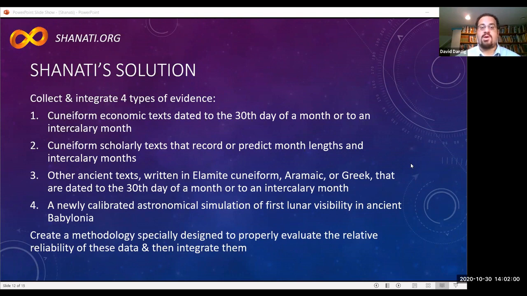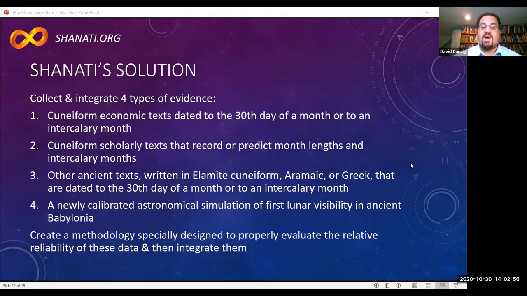These are, number 1, cuneiform economic texts that are dated to the 30th day of a month, which will enlighten us about the length of a month having been recorded as 30 days rather than 29, or those texts that are dated to an intercalary month, meaning that there was an extra month that year. 2, cuneiform scholarly texts that record or predict month lengths and intercalary months. 3, other ancient texts written in Elamite cuneiform, Aramaic, or Greek that are also dated to either the 30th day of a month or to an intercalary month. And 4, a newly calibrated astronomical simulation of first lunar visibility in ancient Babylon.